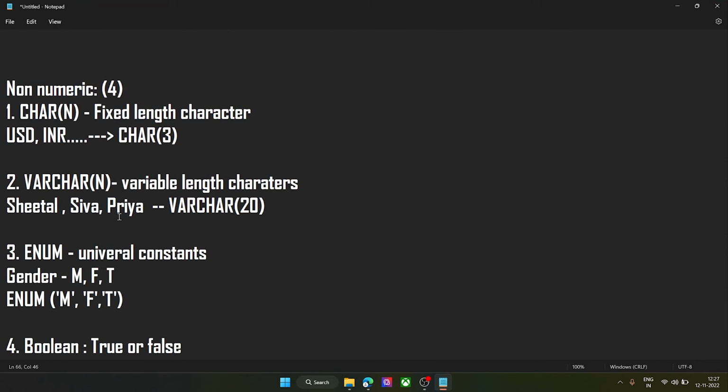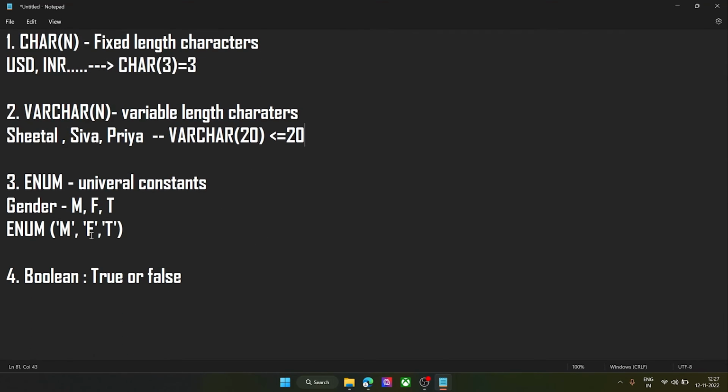After that, non-numeric. In non-numeric, you have character, varchar, enum, and boolean. Character is a fixed length of characters. For example, 3 is a fixed length for currency codes like USD, INR, and all. It should have exactly 3 characters. And varchar is a variable length of characters. For example, if you put varchar of 20, it should be lesser than or equal to 20. You can use it for names or any consecutive words. And enum is a universal constant.